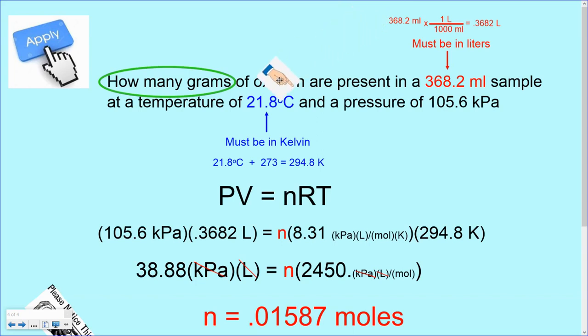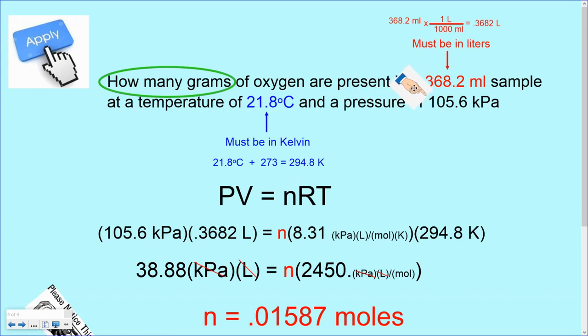The other thing you have to remember is temperature's got to be in Kelvin. Celsius can never be used in the gas laws. Never, ever, ever. So I converted that to Kelvin. So 21.8 degrees Celsius is equal to 294.8 Kelvin. So I plug in. Go back and gather your numbers. Be careful because this is where people make mistakes. They get in a bit of a rush.